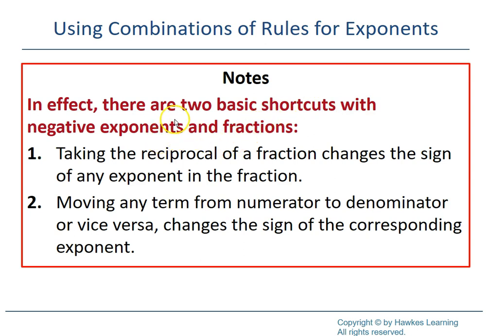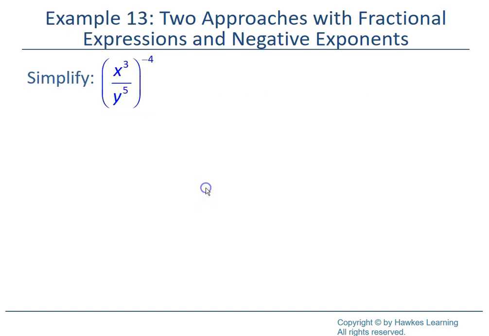Now this is one that sometimes can slip by without noticing. And that is if you have a negative exponent of something, of a fraction, you can make that negative exponent positive by just flipping the fraction. Let's see this in action here.